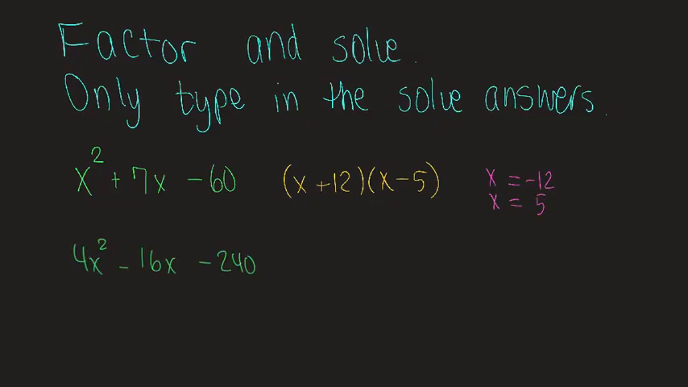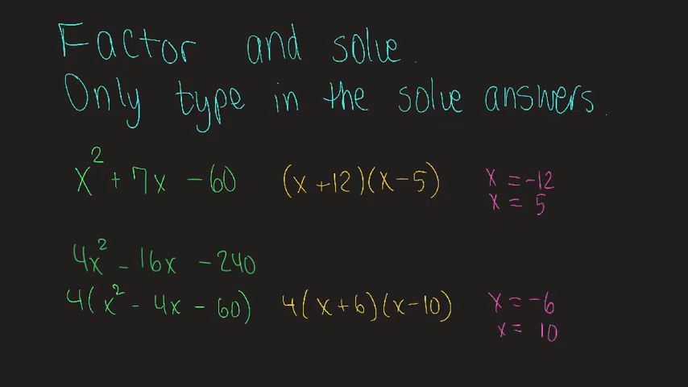All right, here's your next question. Factor and solve. Type in just the solve answers. Your answers were negative 6 and 10. So I took out a 4. Here's what was left. The signs don't match, so I had 1 plus, 1 minus. The factors of 60, 6 and 10, are the factors that subtract to get a 4. The 10 has to go with the minus sign because I need a negative 4. Then this doesn't matter. X equals negative 6, x equals positive 10 when I solve.